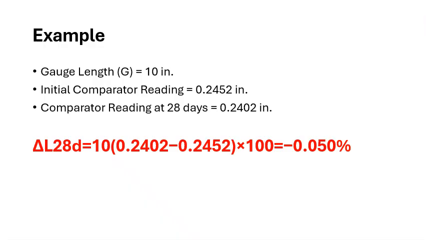0.2402 inch. Length change at age 28 equals negative 0.050%. The negative sign indicates shrinkage. A positive result would indicate expansion.